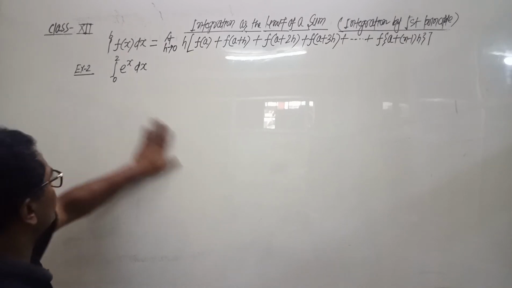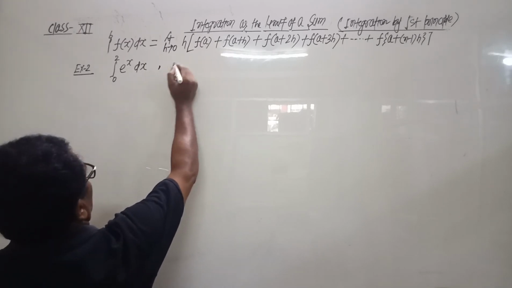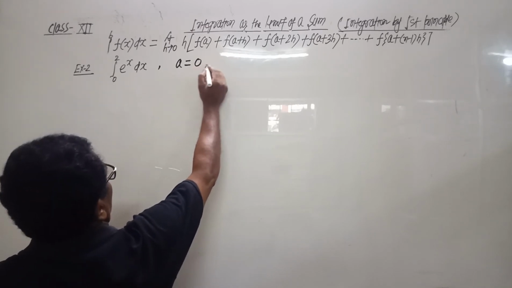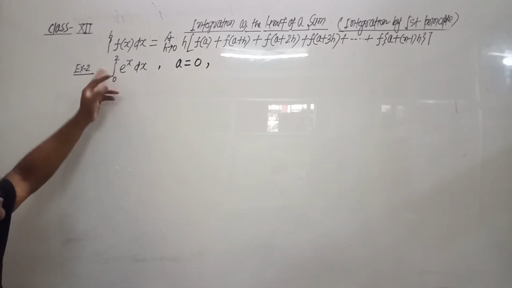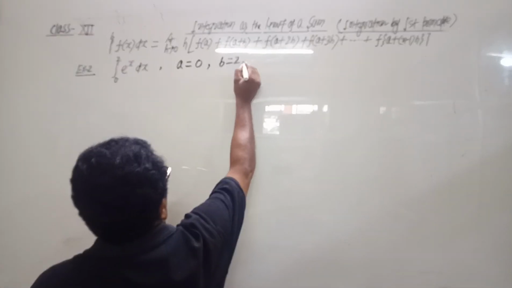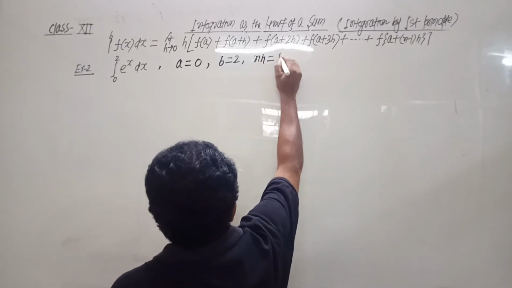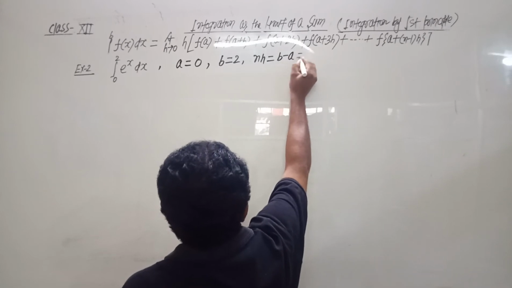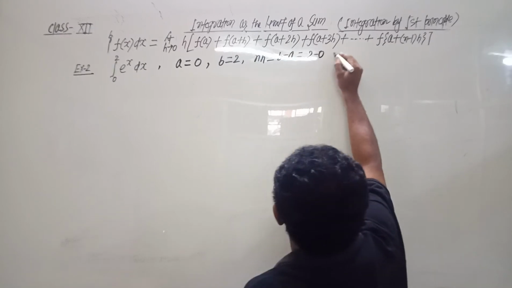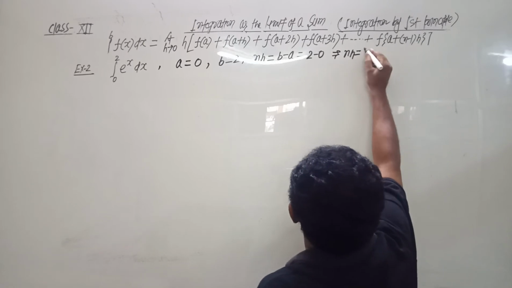So firstly we write the values of a and b. Here a means the lower limit, so the value of a is 0. The value of b, b means the upper limit, is 2. Then we find nh. nh equals b minus a, which means 2 minus 0. So we get n times h equals 2.